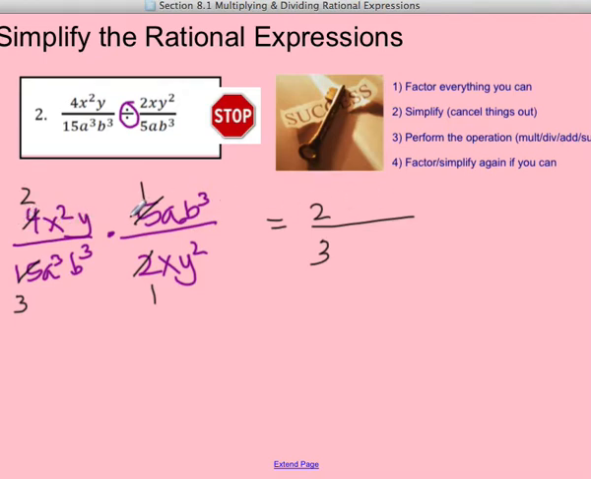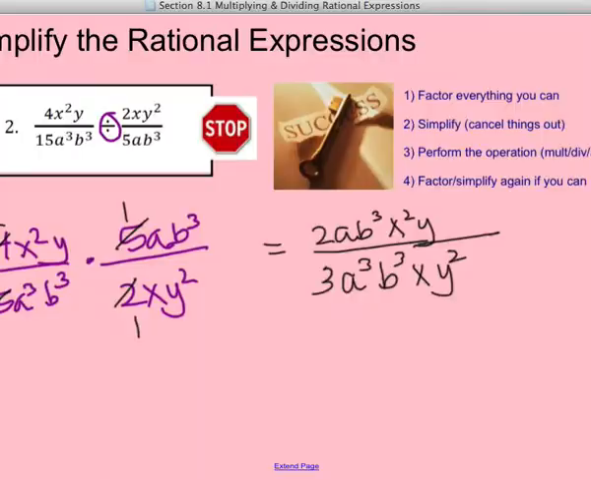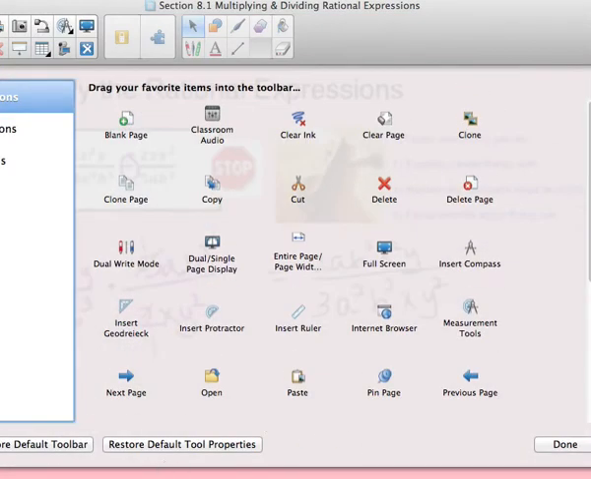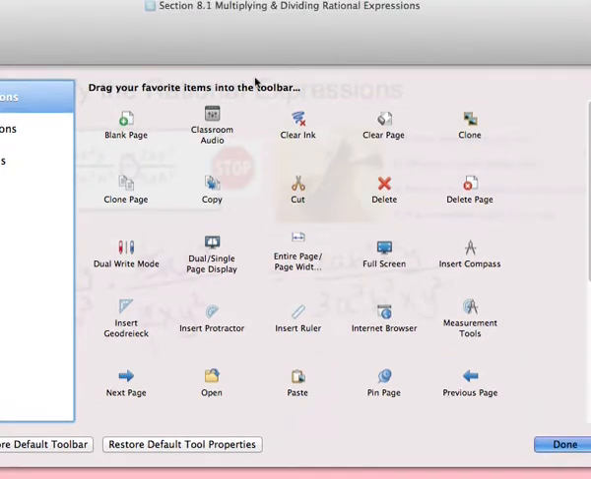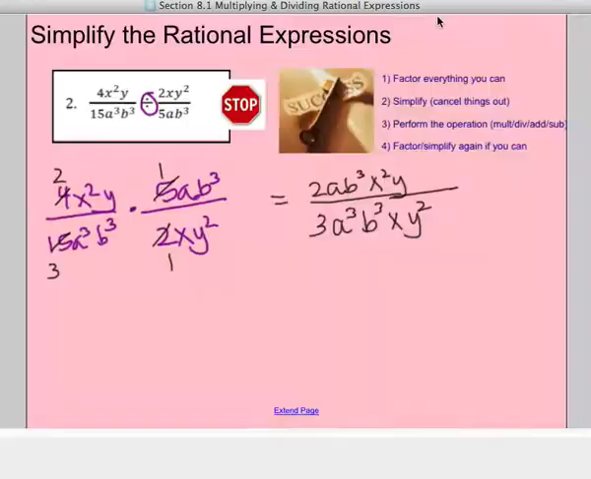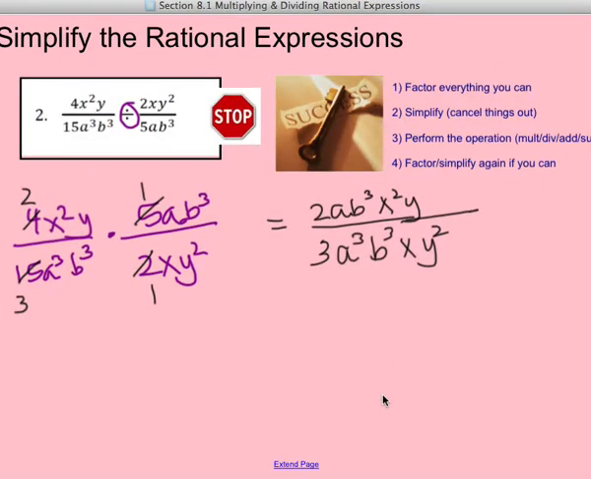I like to put them in alphabetical order. So I'm going to have a, b to the third, x squared y, and my denominator, a to the third, b to the third, x, y squared. Okay, so I look at my numbers. The numbers are simplified all the way. So now I'm going to go ahead and simplify the letters.